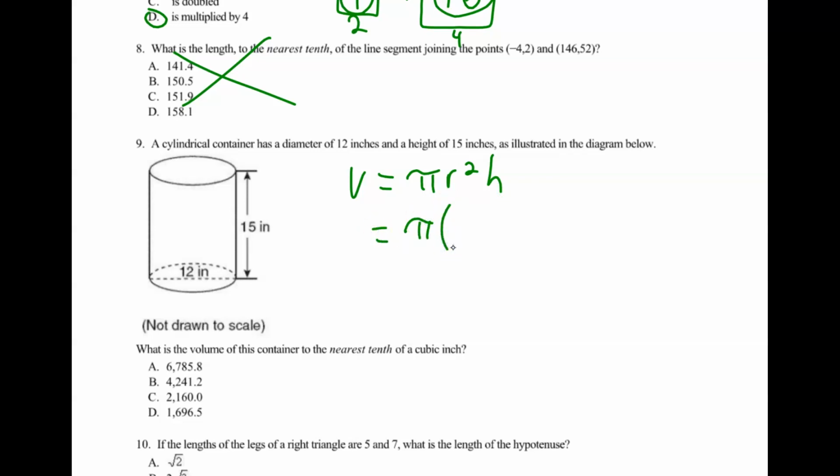The radius is, hopefully you didn't put in 12. Remember, the radius is half the diameter. And the height is 15. So multiply those together. Let me get my phone fired up here. I forgot my calculator too.